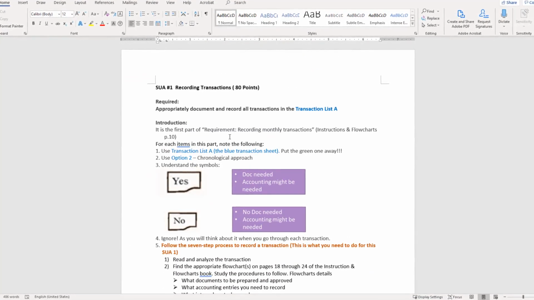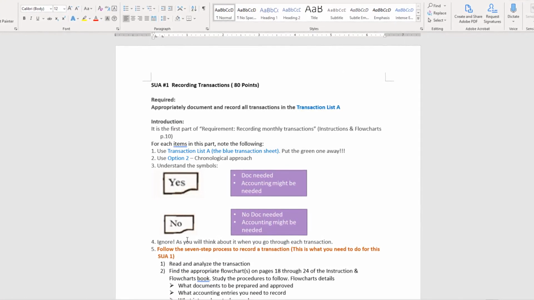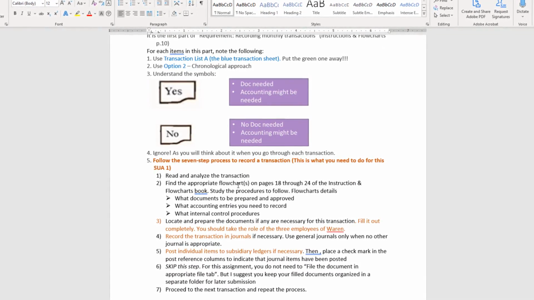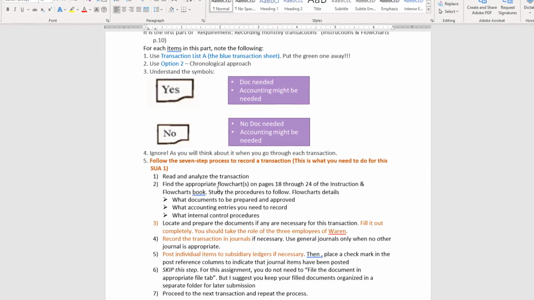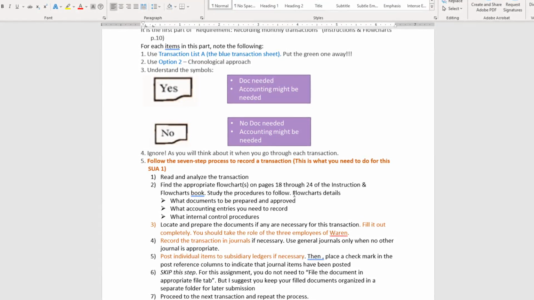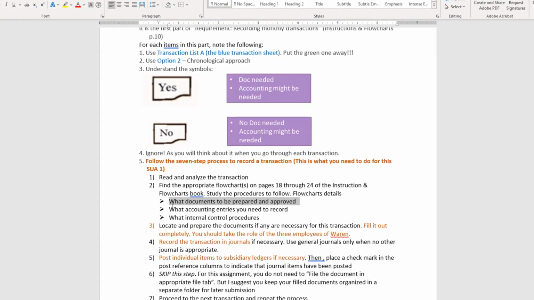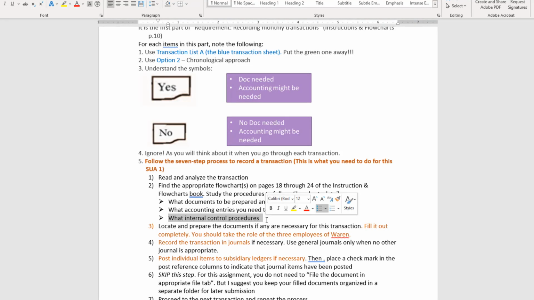So also go to the SUA 1 assignment instructions. We have gone through the 4 steps, and now for each transaction you need to follow the 7-step process. First, read and analyze the transaction and find the appropriate flowchart. For the flowchart we need to notice 3 things: what documents to be prepared and approved, what accounting entries we need to record, and what internal control procedures. Okay, so let's go back to the slides here.